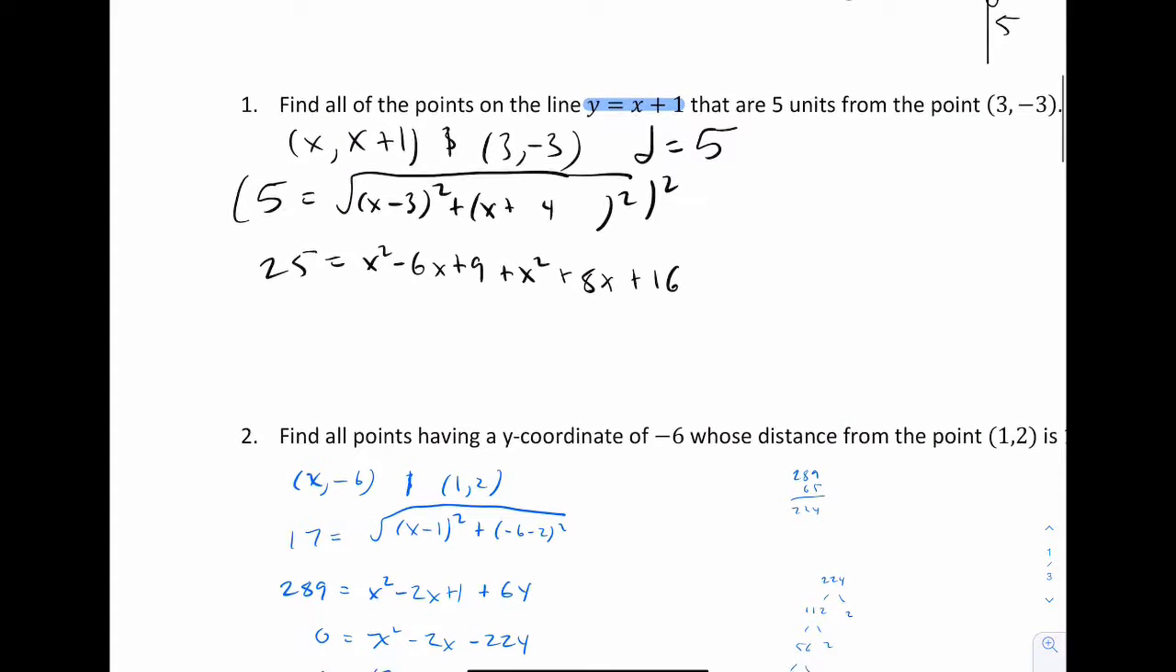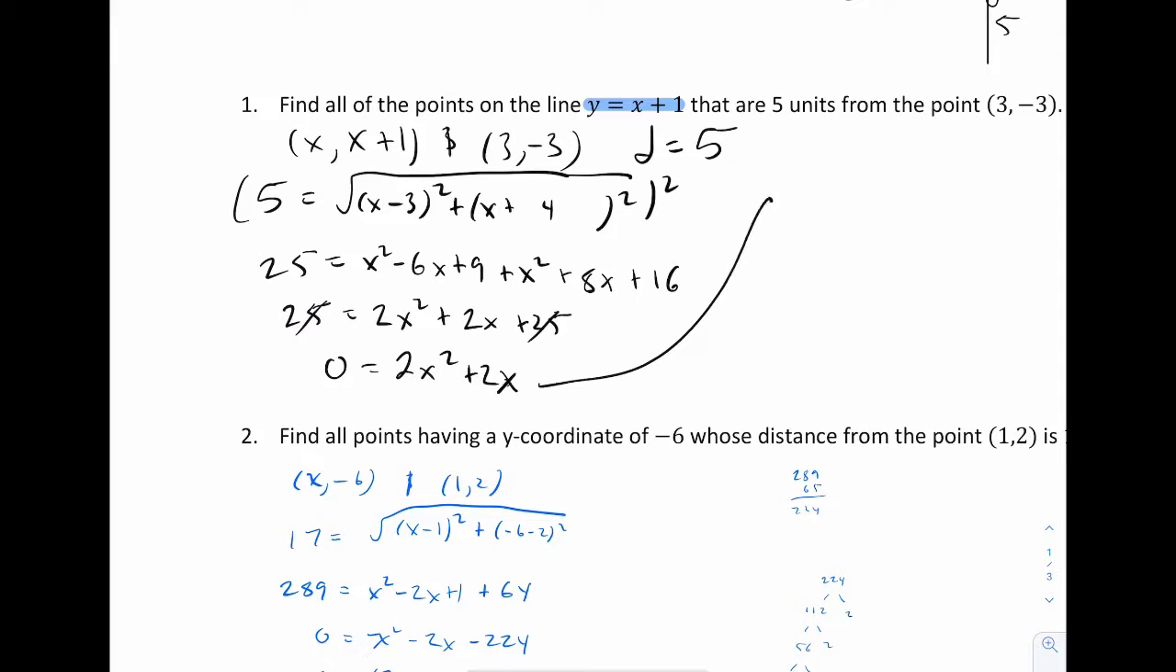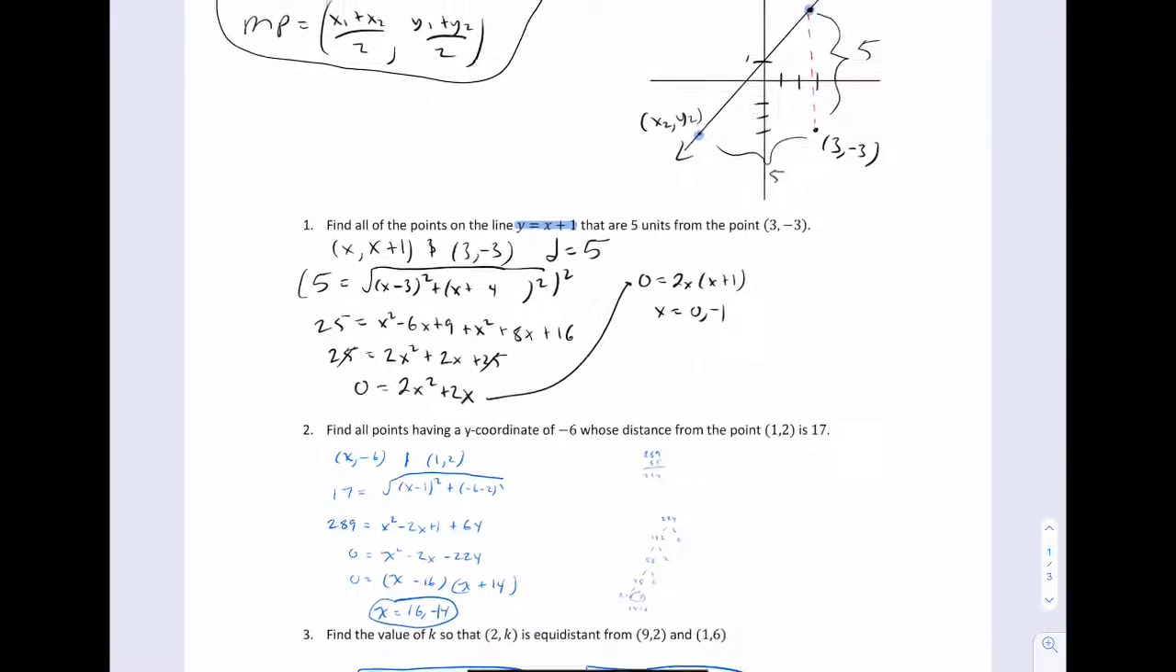And now we just have algebra. So 25 should equal 2x squared plus 2x plus 25. Cross cross. 0 equals 2x squared plus 2x. What a nice equation. We can just factor out 2x. That's x plus 1. So x should equal 0 and negative 1.